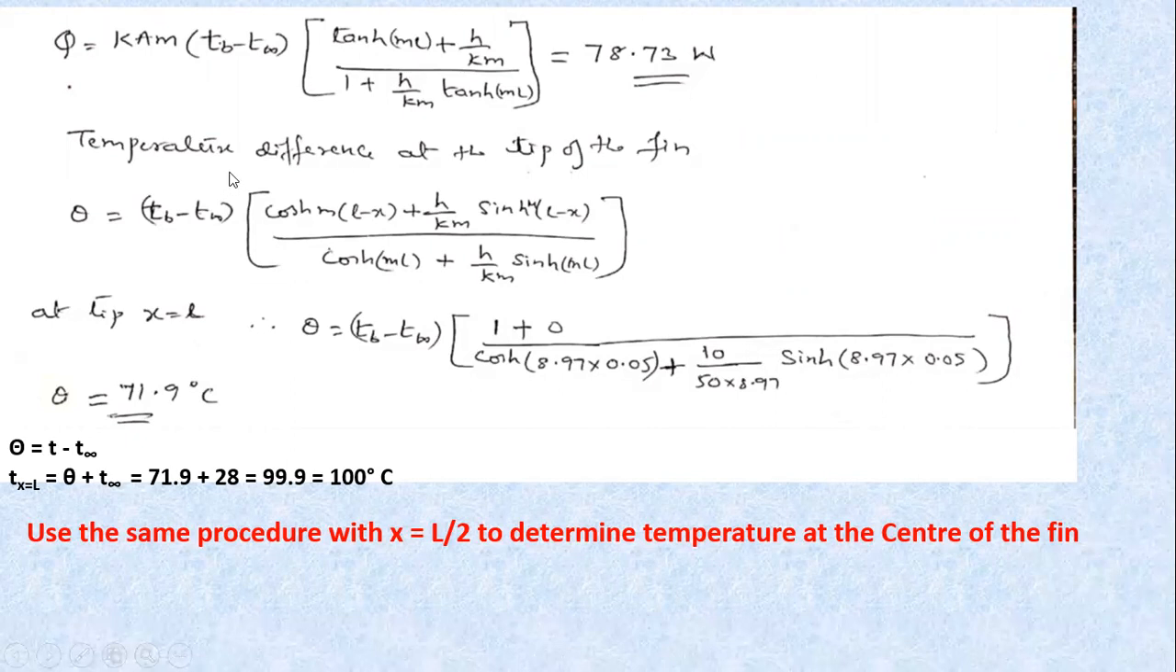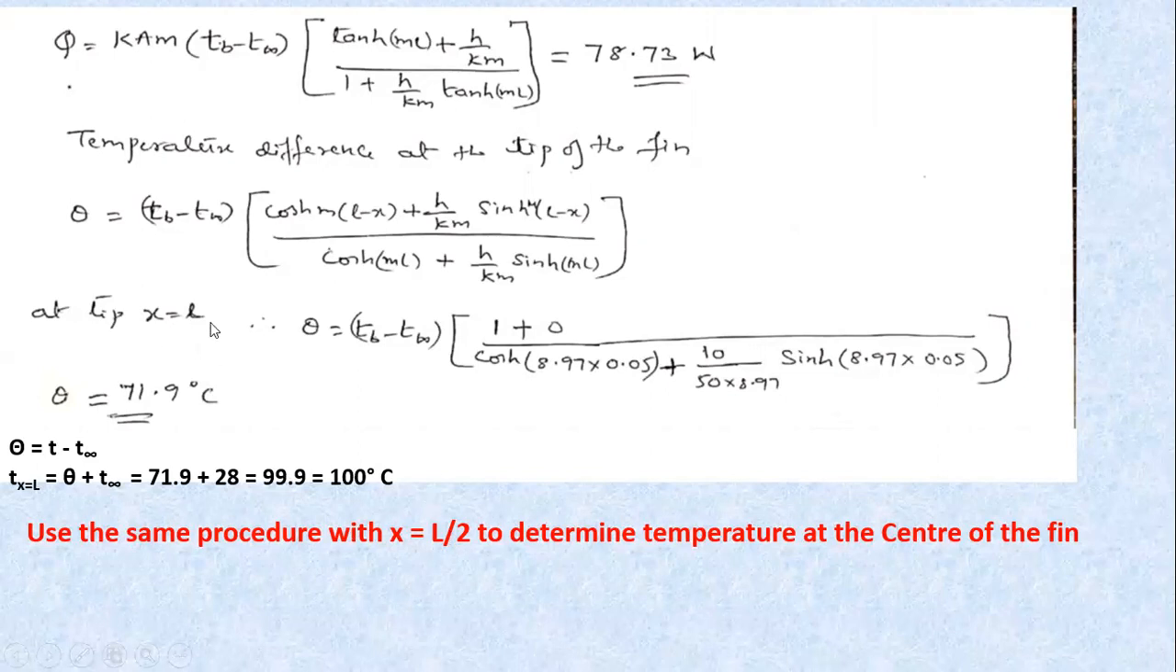Now, we are going to obtain the temperature at the tip of the fin. For this, we need to use the temperature distribution expression for the short fin losing heat at the tip. And this is the expression. We know what theta is. Theta is nothing but T minus T infinity, where T is the temperature of the fin at the specified location. Here in the problem they have asked for two locations, one at the tip of the fin, the other at the center of the fin.